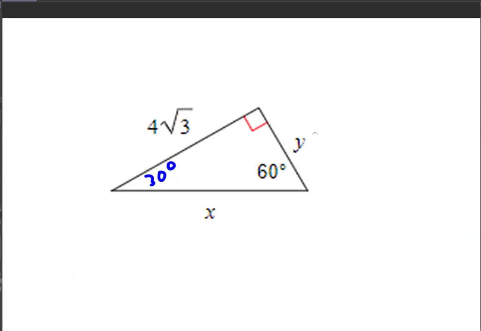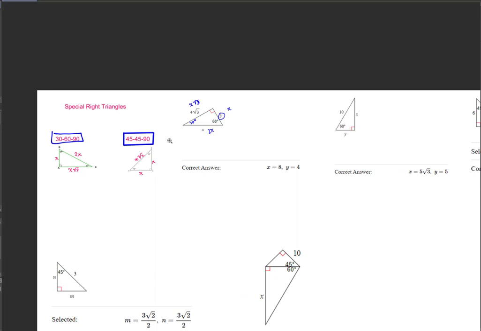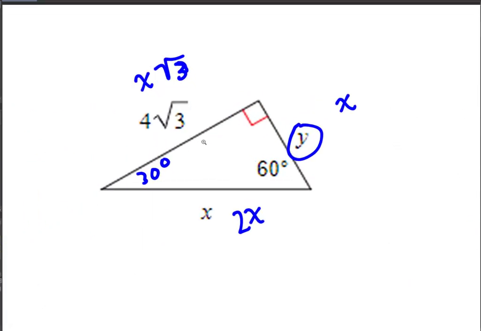Don't get confused with the letters being different. They use their own letters here. But you just have to remember that this here is essentially the x, that this right here is going to be that 2x, and that this one here is going to be x square roots of 3.